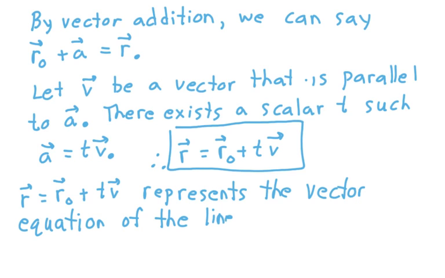Now, do you guys remember in two-space, you need a slope and a point to get the equation of a line? Well, in three-space, the difference is you need a specific point on the line and a vector that's parallel to the line. So I always remember this as point plus scalar multiple of vector. If you have both, you can get the equation of a line.